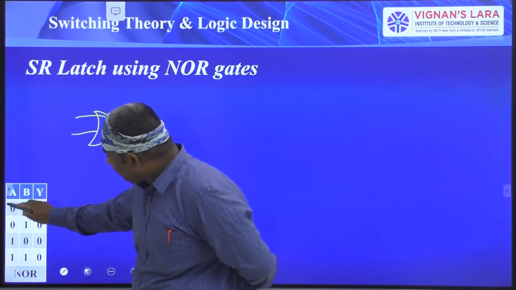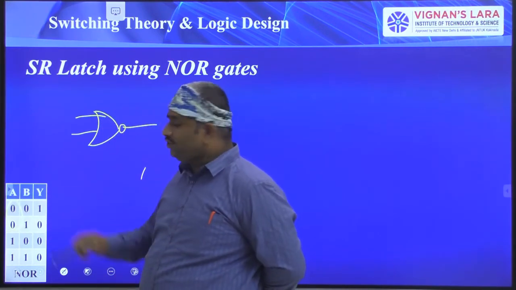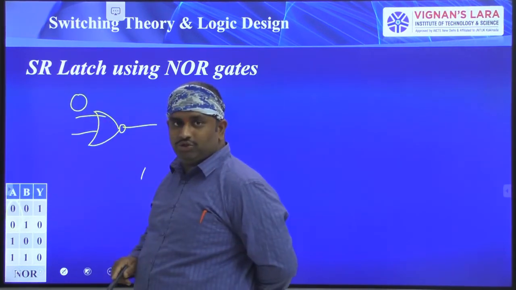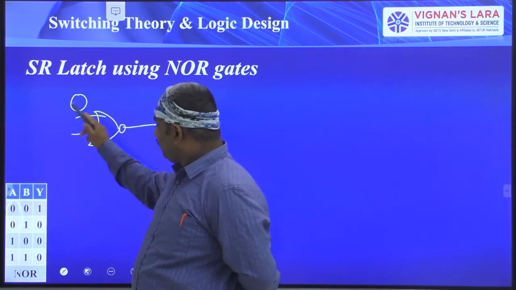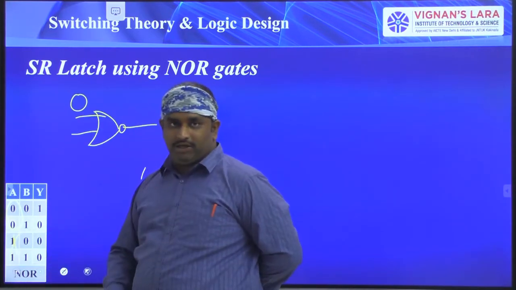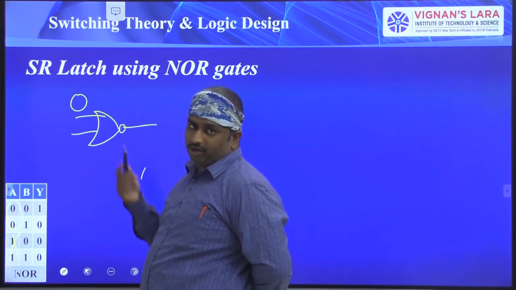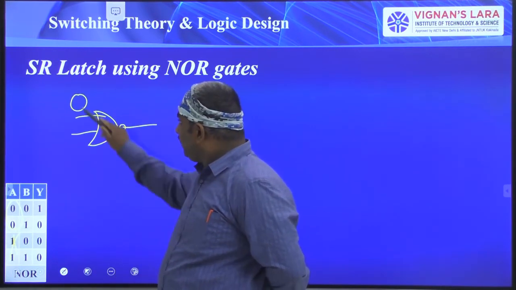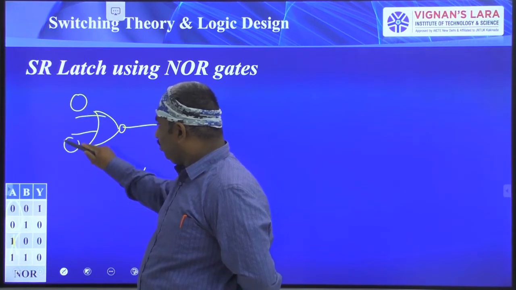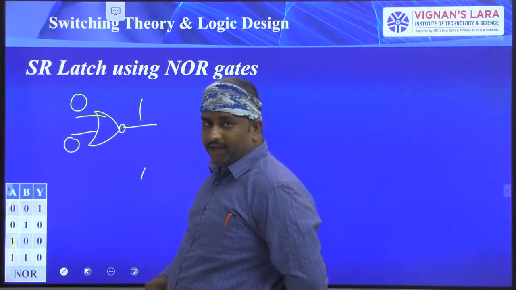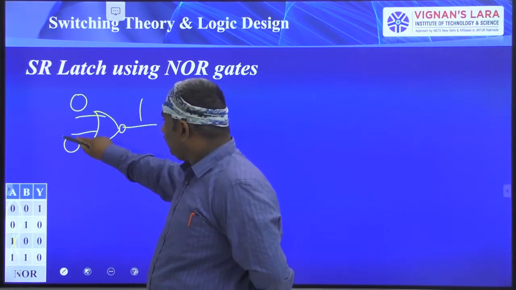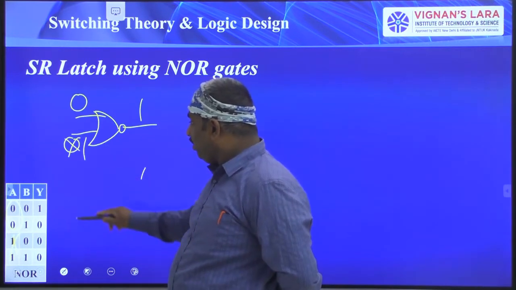See here, I fixed the A value equal to 0. Here, the 1 is not allowed. And the NOR gate output, what is the NOR gate output? Here it is 0. If it is 0, then what is the output? It is 1. If it is 0 and this is not 0, if it is 1, what is the output?